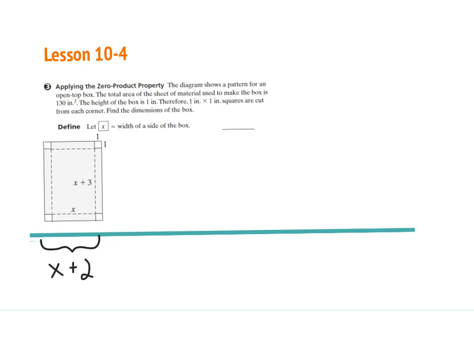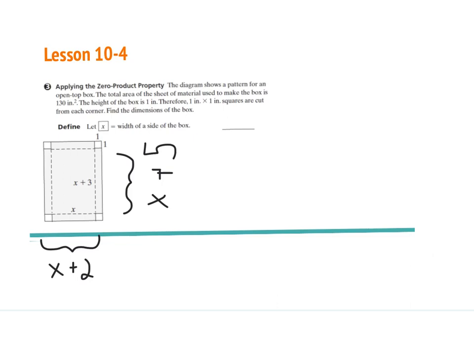And then the dimension over here, okay, notice how the large part is x plus 3, but then we have those 1-inch squares again. So truly the dimension of this sheet of paper that is used to create this box that we talked about here is going to be x plus 5 times x plus 2, okay?